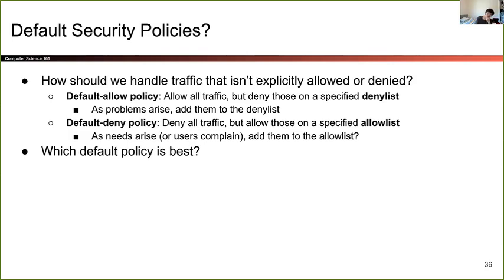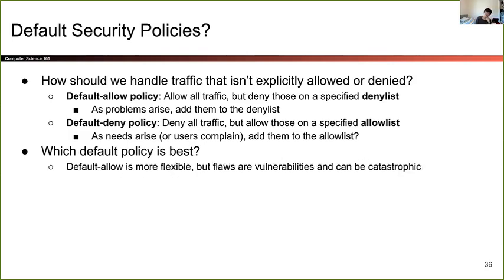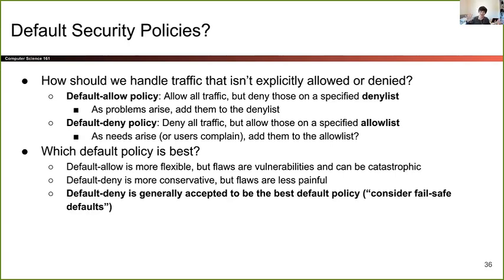Well, on one hand, default allow is more flexible, we'll get fewer complaints, but if you have a flaw in that list, that flaw is a vulnerability and that can be catastrophic. On the other hand, default deny is a little more conservative, you might have to fiddle with things a bit more, but the flaws aren't as catastrophic and they're generally easier to fix. So takeaway, you generally want to go with default deny. That's generally the best default policy.